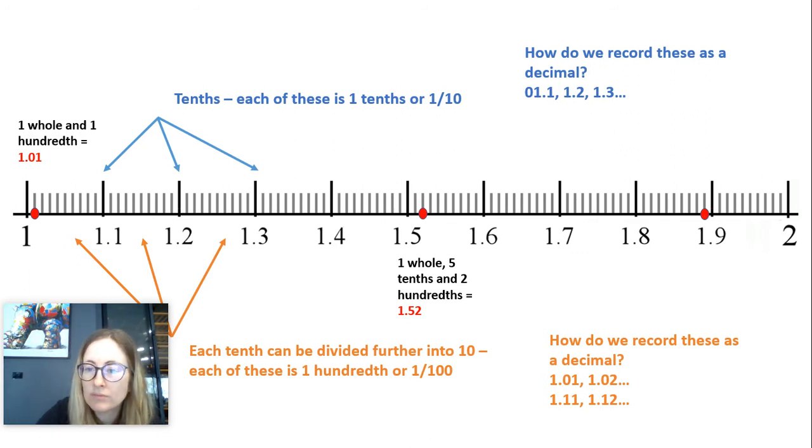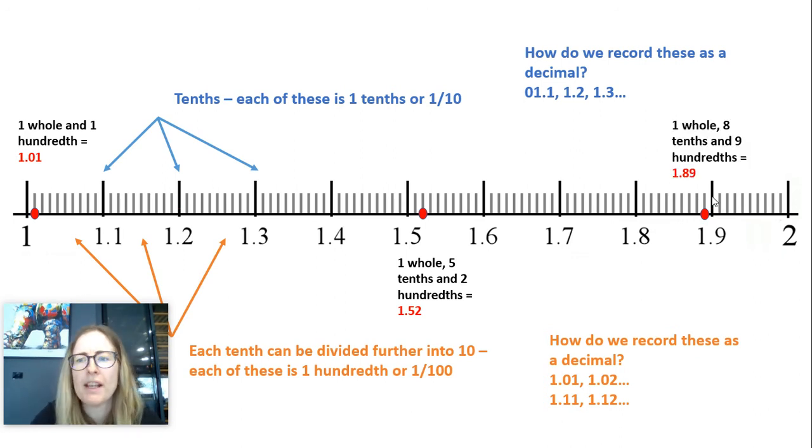There's 1 whole. There are 8 tenths because we're just past 1.8. And it's also 9 hundredths. I know it's 9 because it's 1 before the end. So 1 whole, 8 tenths, 9 hundredths. How do we represent that as a decimal number? You're thinking 1.89. You are correct. So there we have some examples of decimals between 1 and 2.